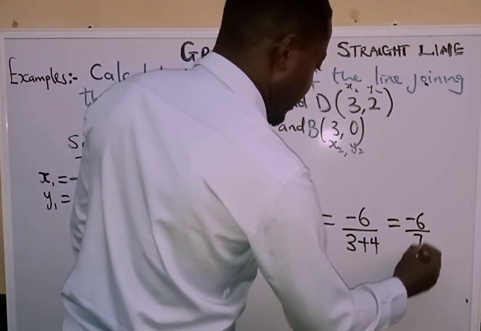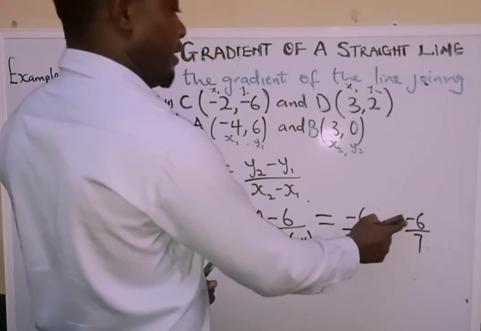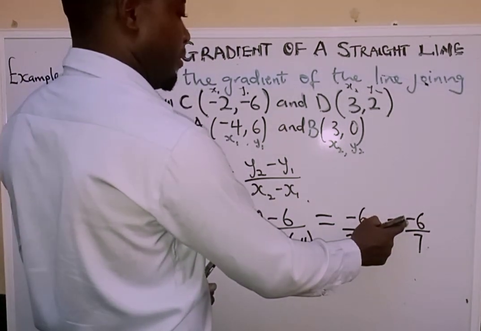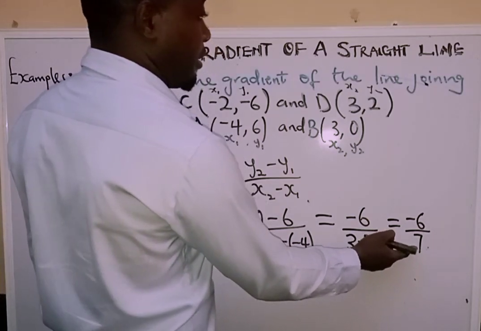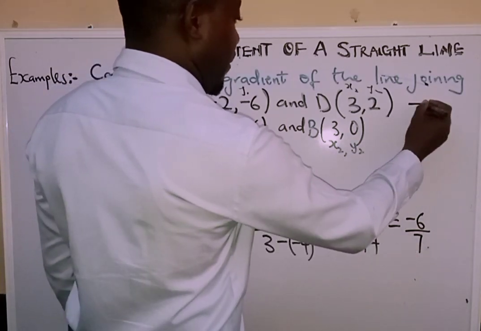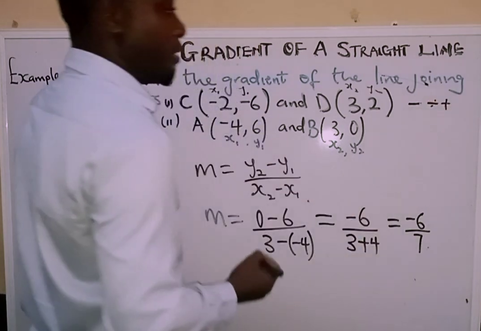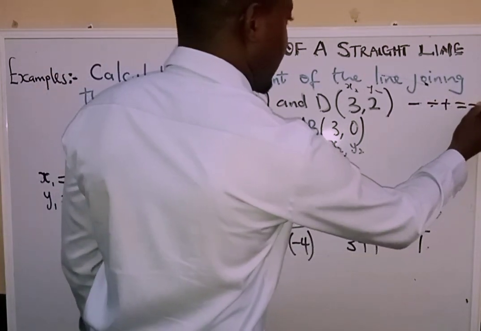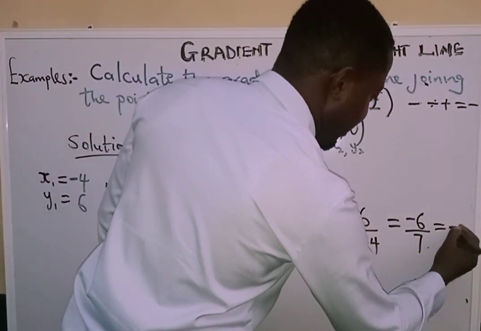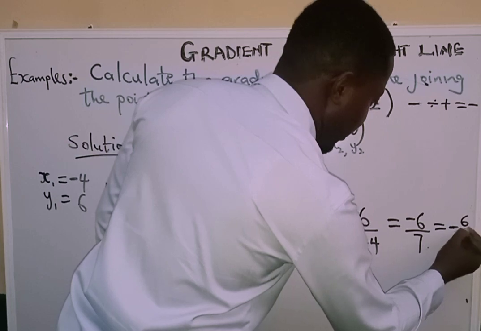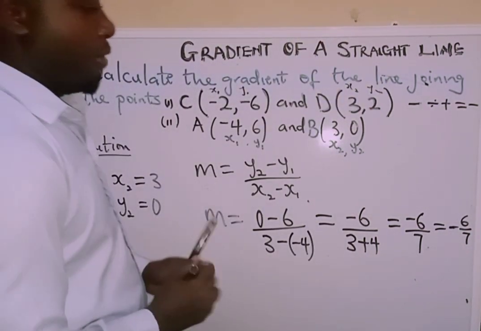Then I'm going to have -6 all over 7. Now, the sign here at the numerator side is negative, while the sign at the denominator is positive. And don't forget, when we say minus divided by plus, the answer is going to give us minus. So in that case, my final answer will now be -6 all over 7. So that's going to be our final answer.